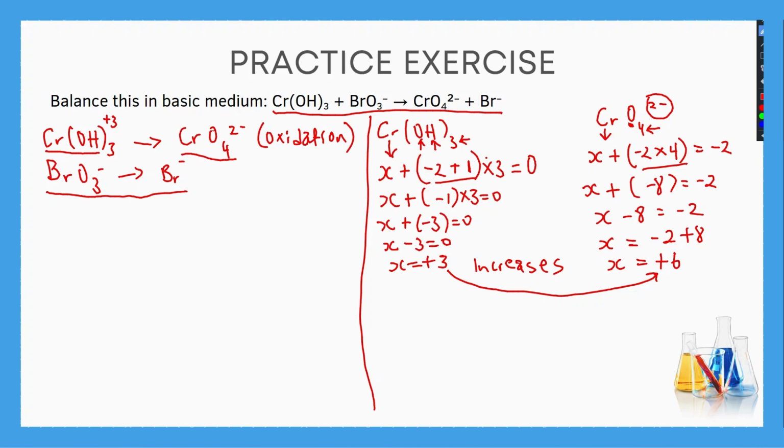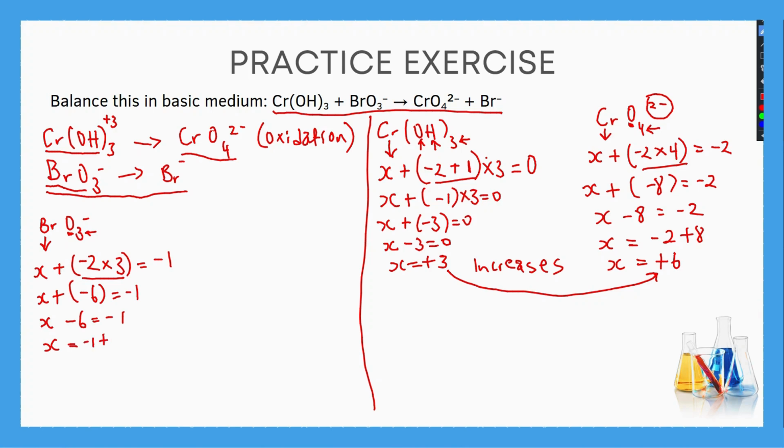So now in the first compound we have BrO₃⁻. In this case we don't know the oxidation number of bromine, so we name it X. The oxidation number of oxygen over here is -2 times the number of atoms of oxygen that we have, which is 3, equal to the overall charge, which is -1. So now we have X plus -2 times 3 gives us -6. This is equal to -1. So we have X minus 6 equal to -1. So we have X is equal to -1 plus 6. X is equal to +5. That is the oxidation number of bromine in this compound.